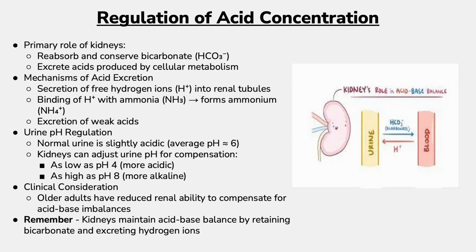Older adults often have reduced ability to compensate for acid-base imbalances because their kidney function isn't the best. So it's important to really remember that as we age, the function of our lungs and kidneys decreases. So the main point here is that the kidneys help maintain acid-base balance by retaining bicarb and excreting hydrogen ions, working to keep the body's pH within a normal range.